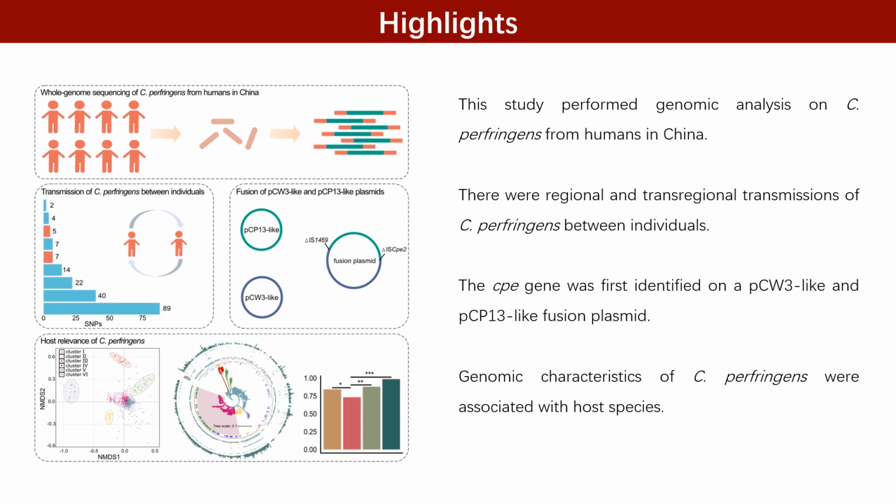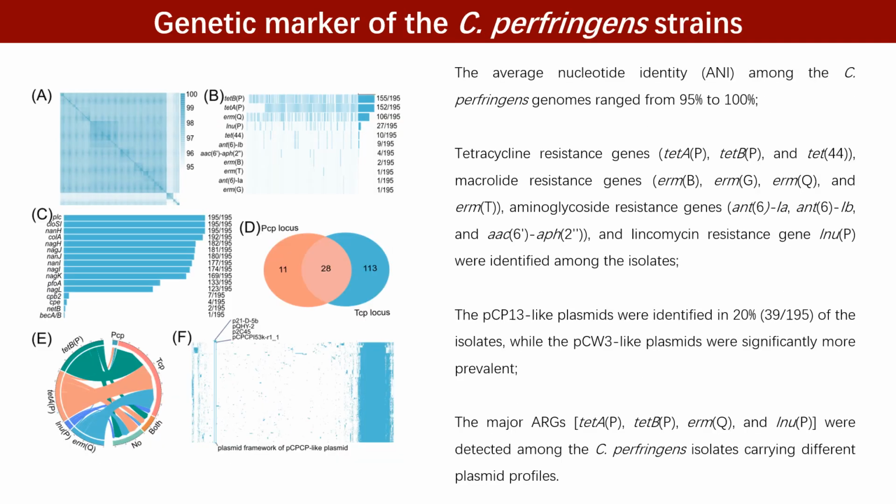There were regional and transregional transmissions of C. perfringens between individuals. The CPE gene was first identified on a PCW3-like and PCP13-like fusion plasmid. Genomic characteristics of C. perfringens were associated with host species. The average nucleotide identity, ANI, among the C. perfringens genomes ranged from 95% to 100%. The PCP13-like plasmids were identified in 20%, 39/195, of the isolates, while the PCW3-like plasmids were significantly more prevalent.